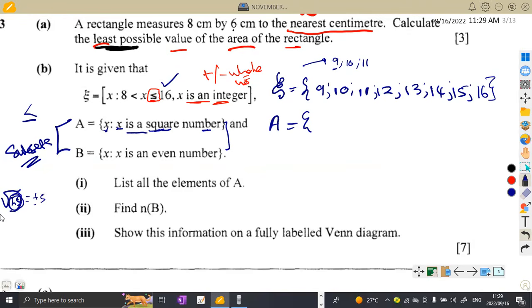The square root of that number is a whole number. You get a whole number. That means it's a square number, because you're talking of integers. So these are square numbers. You're talking of 9 because the square root of 9 is plus or minus 3.